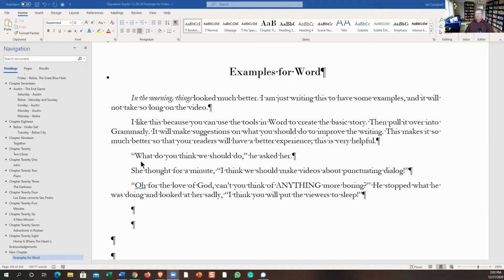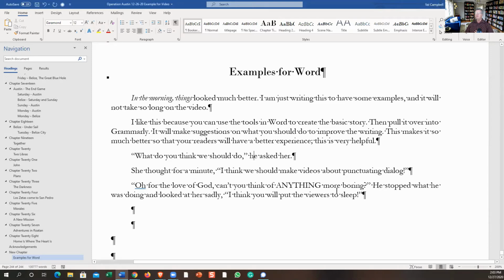"So what do you think we should do?" he asked her. Now, punctuation goes inside the quotation marks, right? I didn't know. This is how basic I was when I got started. I had to learn this and figure it out. The first time I did it the other way, I went, oh, that doesn't look right. So I changed it. That's a point. If you're a reader and something just doesn't look right to you, then go ahead and change it.